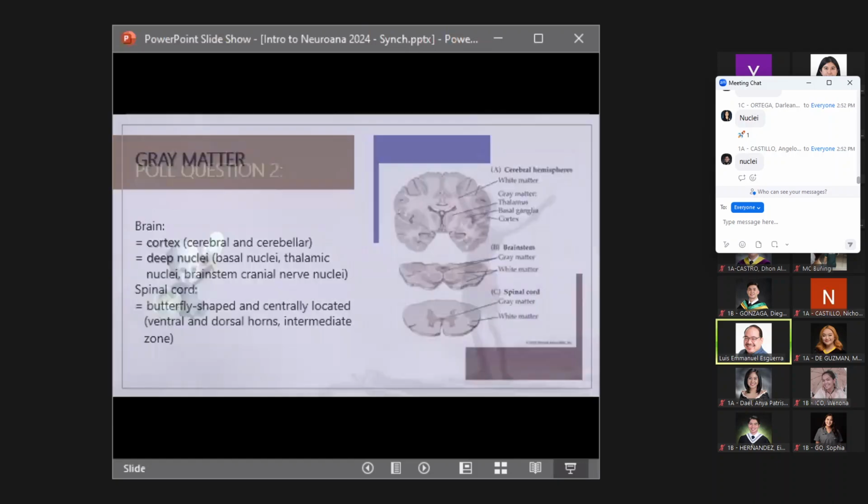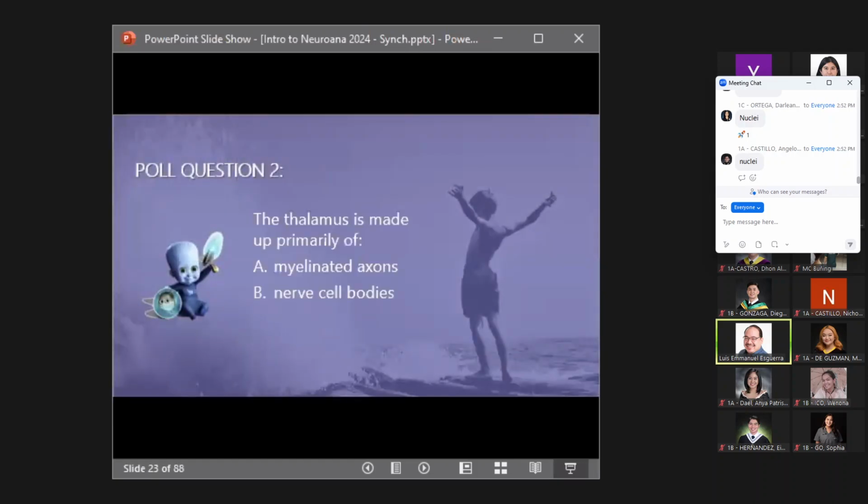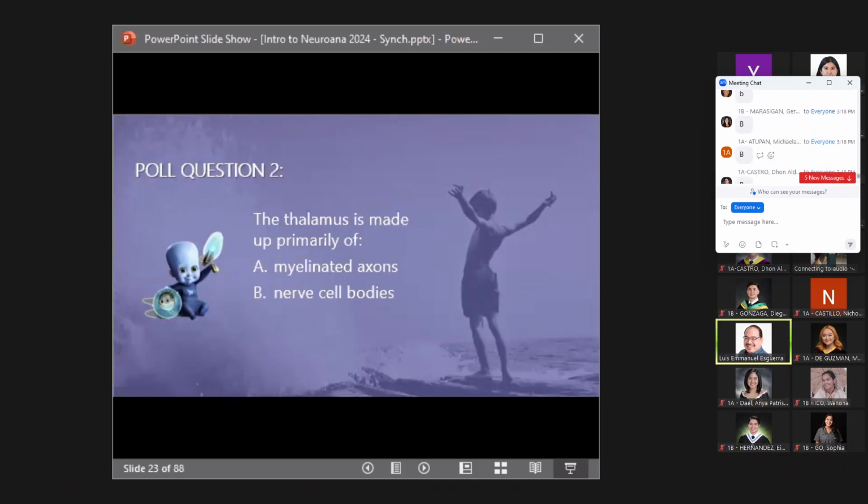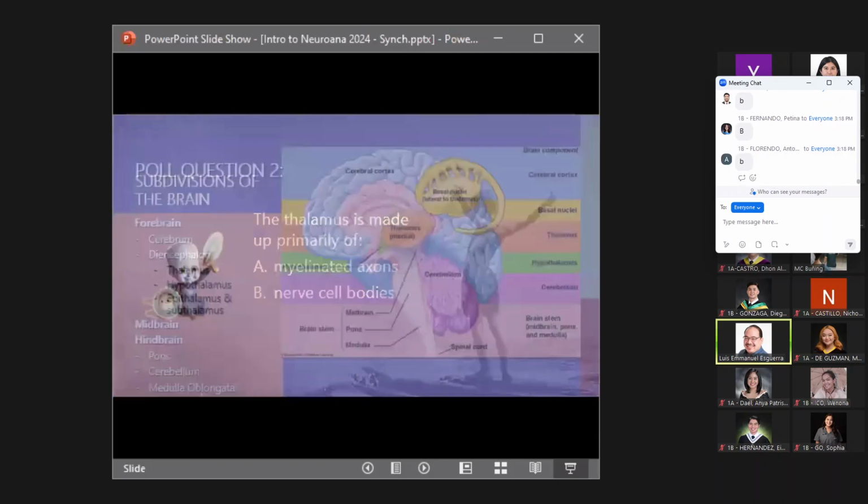Let's see here. This poll question, don't put the poll anymore, just answer this. Thalamus is made up primarily of A, myelinated axons, or B, nerve cell bodies. Either chat box or just speak up. Yes, B, nerve cell bodies, because as I mentioned earlier, they are nuclei deep within the brain, within the gray matter. Thank you very much.